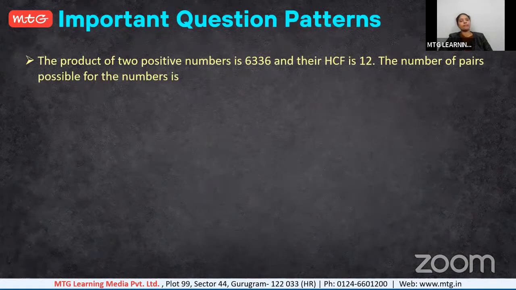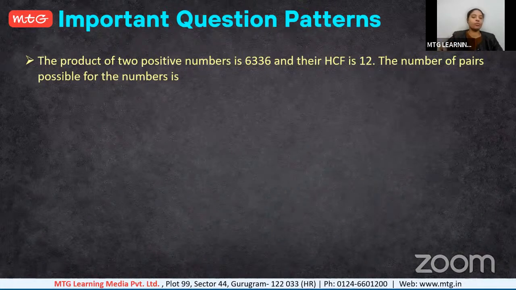So moving further, we'll see one more question pattern. There are 2 numbers. This is one of the interesting questions, actually. So this is something where you need to think a lot. This is a competency-based question, basically. Product of 2 numbers is given with us. HCF is also given with us. And the number of pairs of possibilities of such numbers is asked.